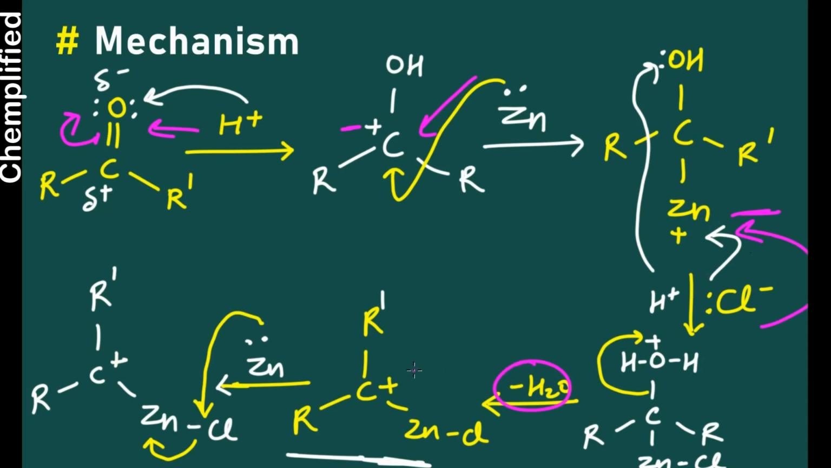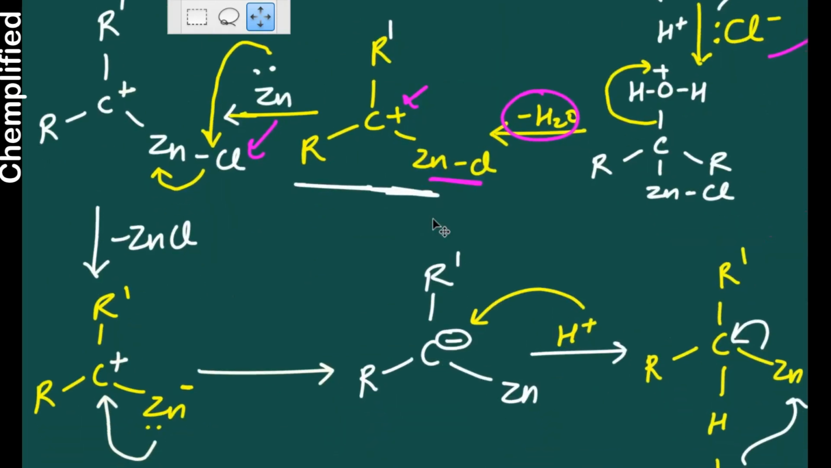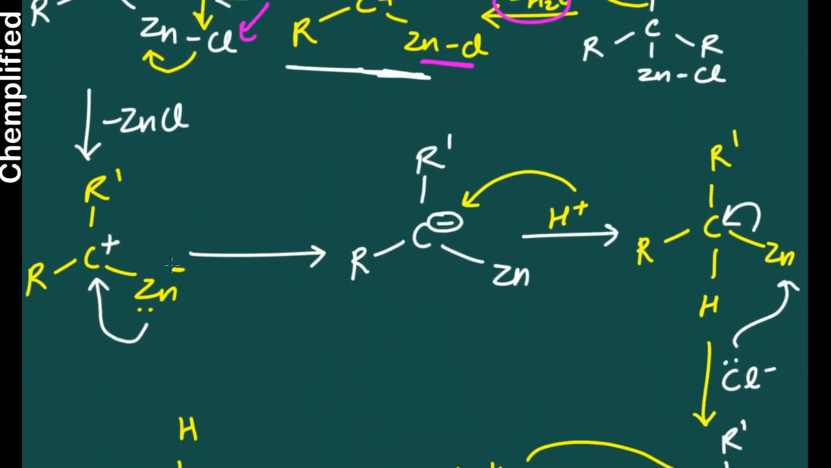After removal of H2O, again a carbocation will be created. This carbocation will then remain as it is. First, zinc will attack the chlorine present in the previous intermediate, taking out ZnCl and creating a carbon zinc bond and a carbocation. Right? Now, what happens next? After removal of ZnCl, the electrons present on zinc are transferred to the carbocation, giving that carbocation a negative charge. That negative charge will be attacked by H plus ion, and then this molecule is complete.